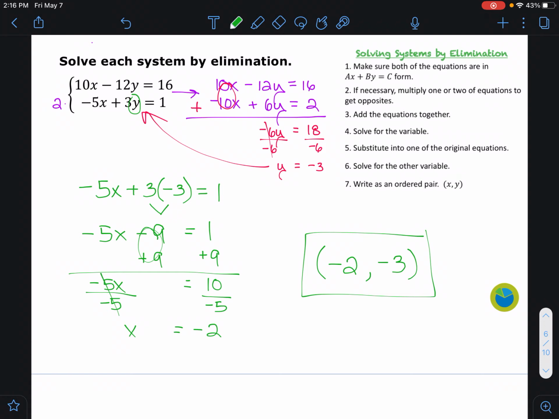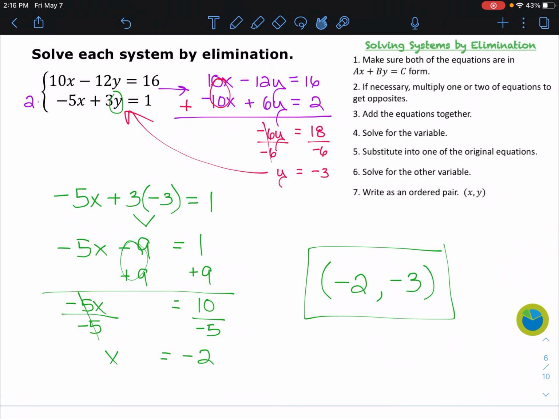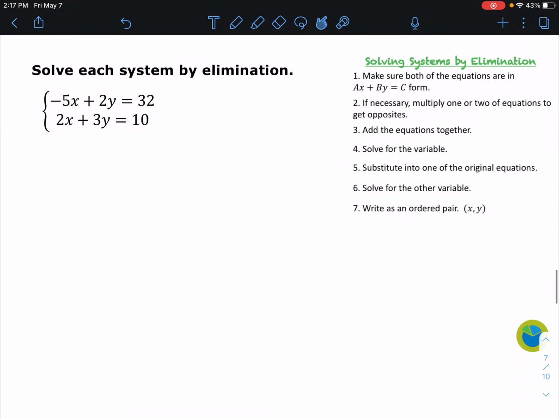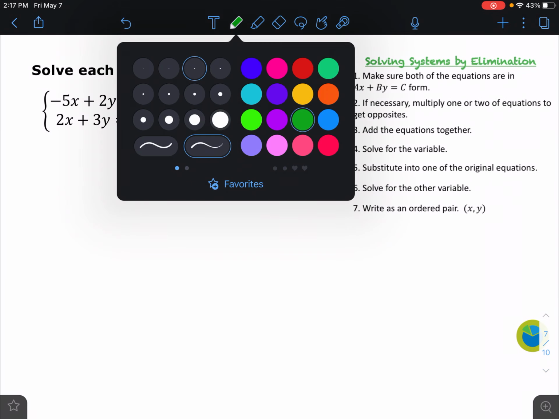Sometimes, though, we will have to multiply both equations, and that's what we're going to do next. So hopefully that makes sense. You'll get a little bit better at these as you practice more and more. All right, let's do another one.